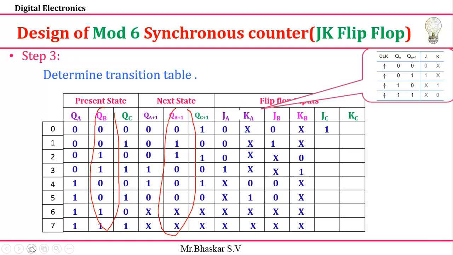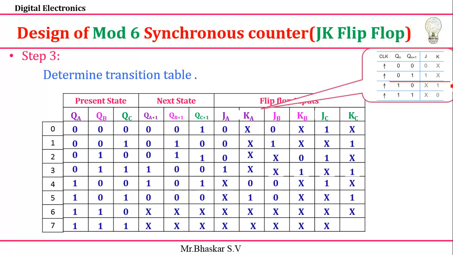Similarly, I'll go for the third case. In the third case, you have QC and QC plus 1. You can see if it is 0 1, what is the value you'll get? 0 1 gives 1x. I can fill 1x. Next it is x1, 1x, x1, 1x, x1. Next it is xx, xx. Just by seeing your excitation table, you fill the values.